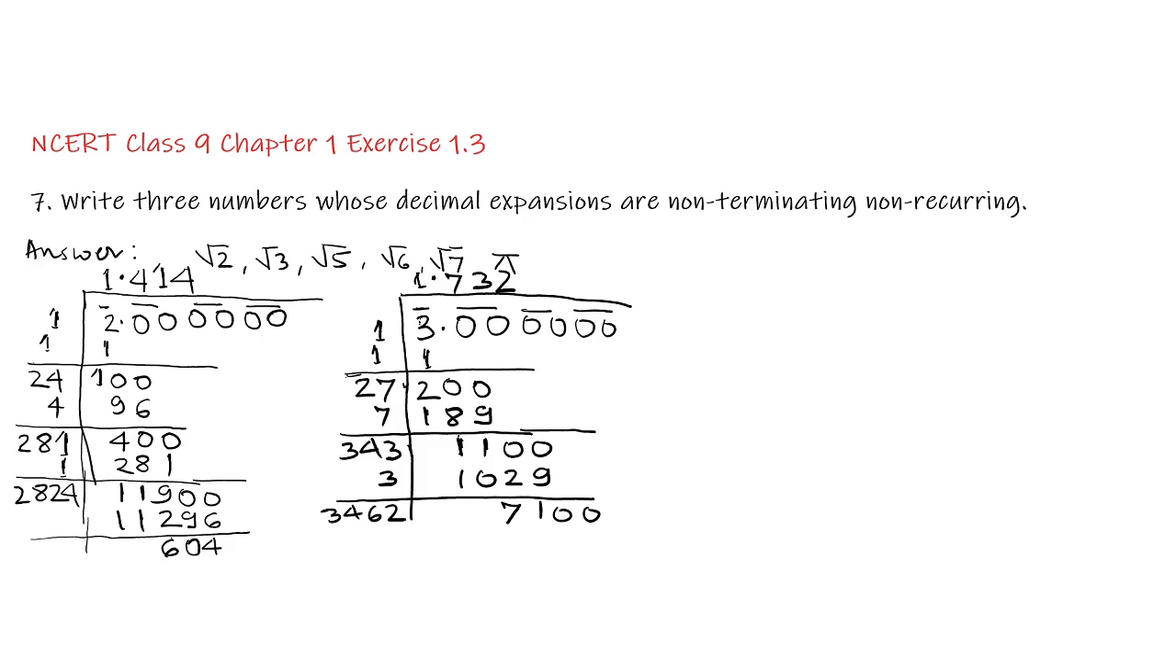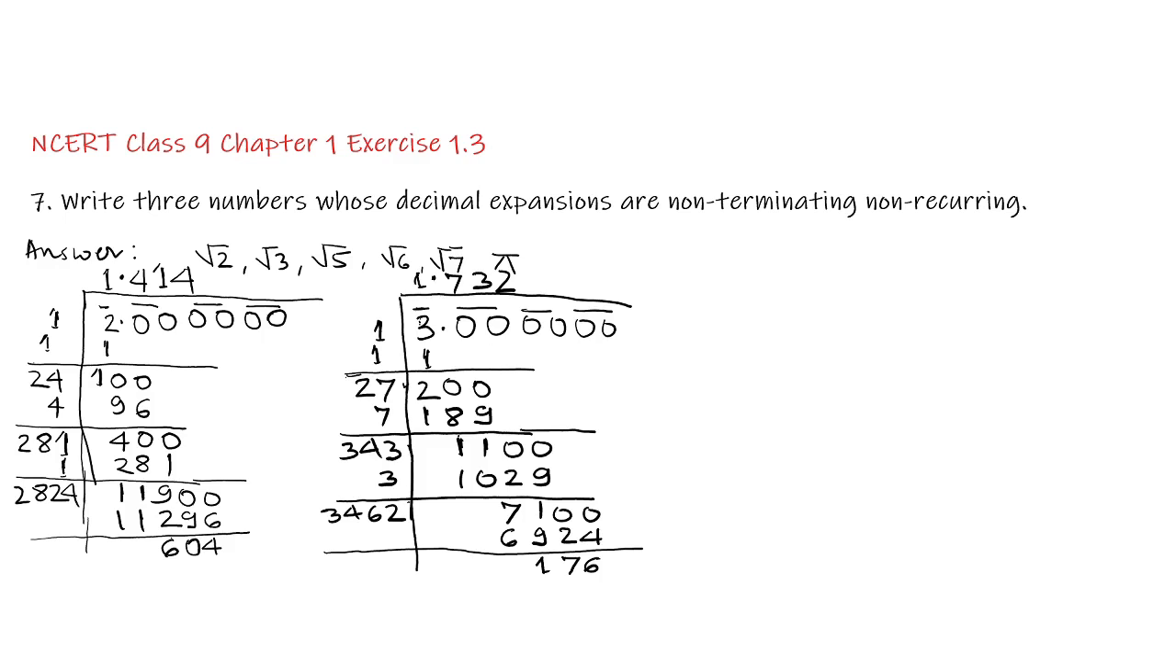So 3462 multiplied by 2. 2 times 2 is 4. 6 times 2 is 12. Carry 1. 4 times 2 is 8. Plus 1 is 9. 2 times 3 is 6. We subtract 6924 from 7100. 10 minus 4 is 6. 9 minus 2 is 7. 10 minus 9 is 1. And 6 minus 6 is 0. So our remainder is 176.